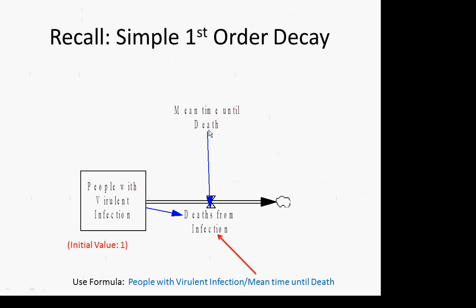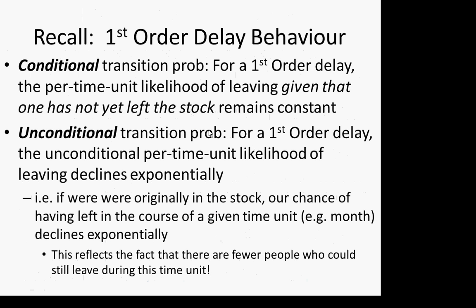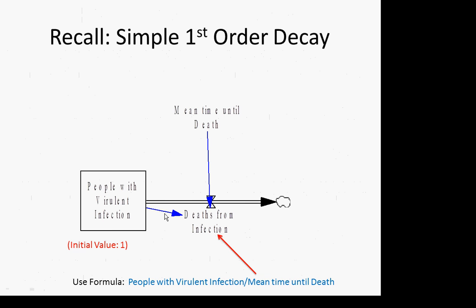Here, your chance of leaving is independent. Given that you haven't left the stock yet, your chance of leaving in the next time unit is independent. However, a lot more people leave early than leave late. Why is that? If you started with 1,000 people here, why do I say a lot more people leave early than leave late?